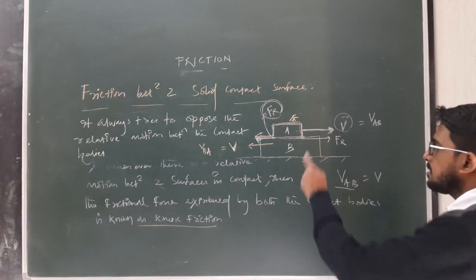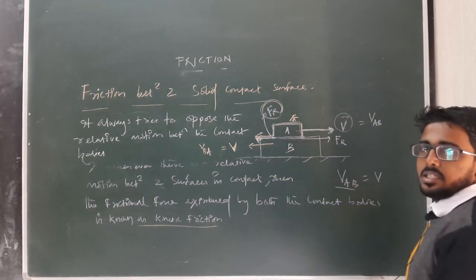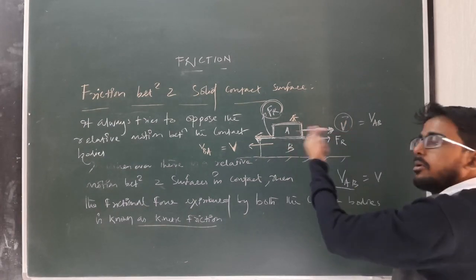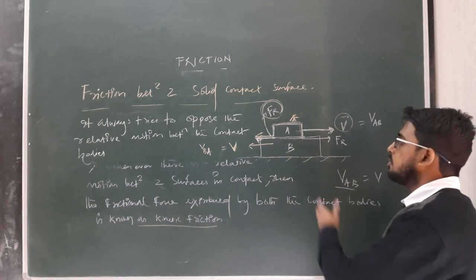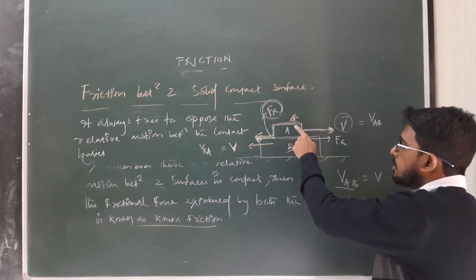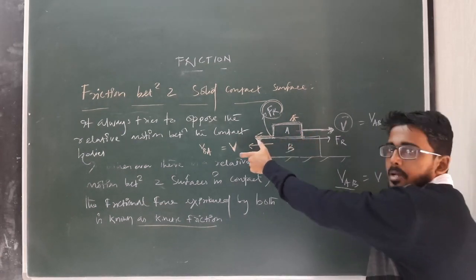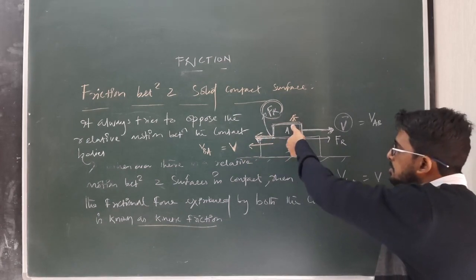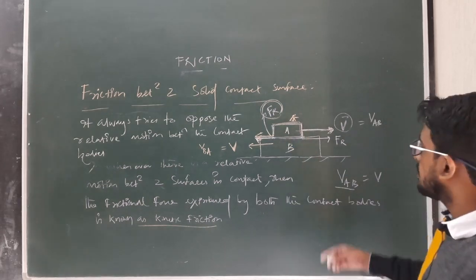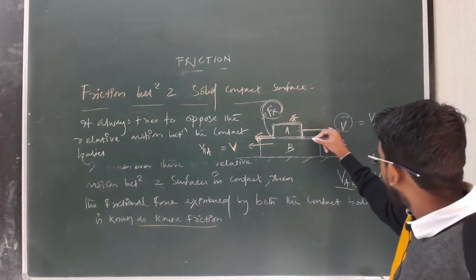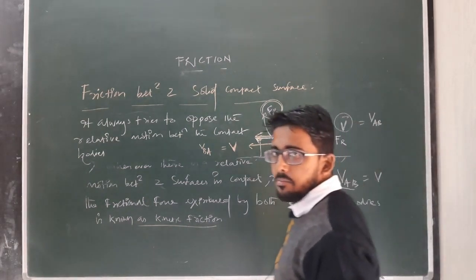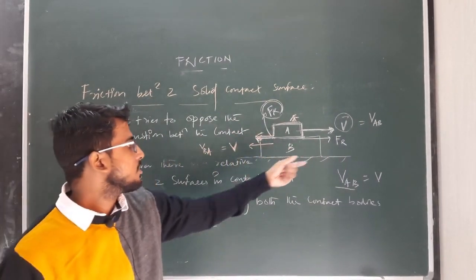Okay, because with respect to A, the block B is moving along this direction, but in the ground case or in reality, B is at rest and A is moving along this direction. But as the frame of reference changes, the motion observed by the observer changes. So according to the observer sitting on A, block B is moving in the backward direction. That's why the frictional force experienced by B due to A will be in such a way that it will oppose the relative motion. That's why the frictional force Fr which acts on block B by A will be in this direction. Clear? And as there is already a relative motion between these two, the type of frictional force is known as what?